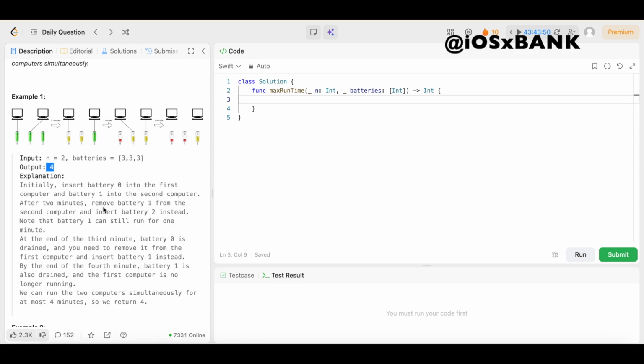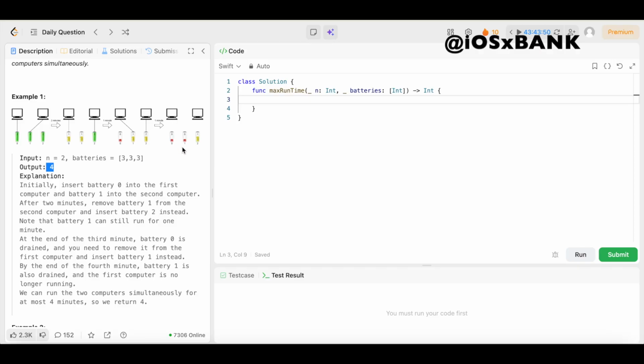Once again, we started with these two. After 2 minutes passed, that's when we switched this. Then 1 minute passed, this was done, and we switched it here. Then 1 more minute passed, and now both of these are drained.